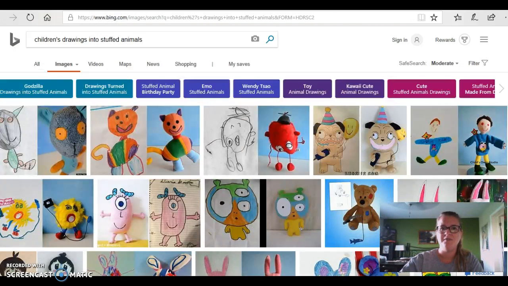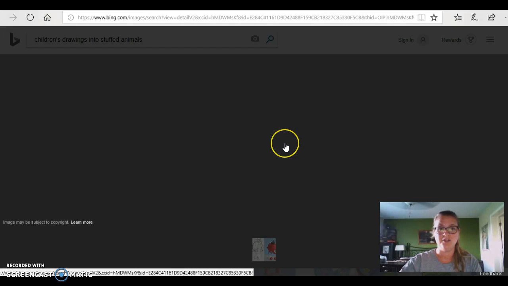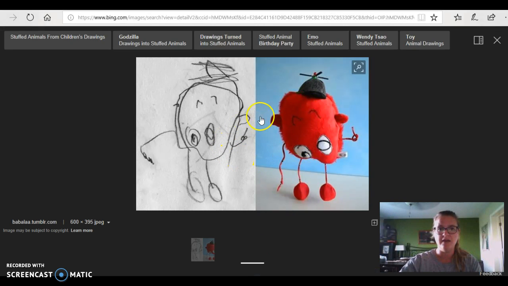I have some Google images. Again, these are not images that my students created, but this is the idea. Even the most basic, we call this a head man. In pre-K level, they tend to have arms that grow out of the circle, which represents the head. Even a head man can be made into a plush stuffed animal. So this is kind of the idea.